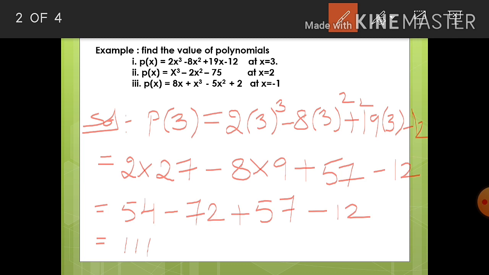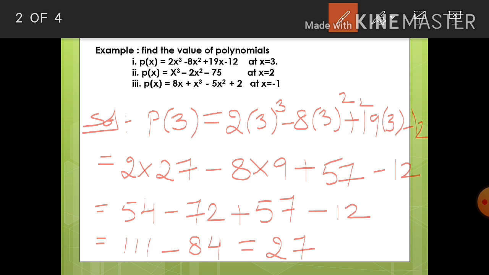Okay, 7 plus 4 is 11, 1 comes here, 5 and 5 is 10, 10 plus 1 is 11. Minus 72 minus 12 will give you the answer minus 84. After subtraction, what is the answer? 11 minus 4 is 7 and 0 here, 10 minus 8 is 2. So the final answer is plus 27.